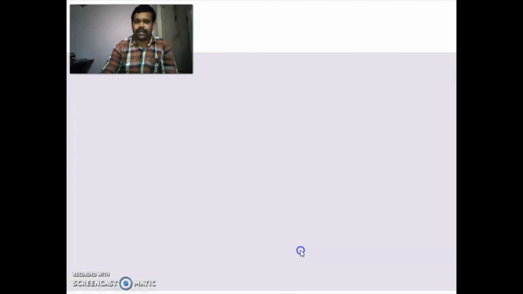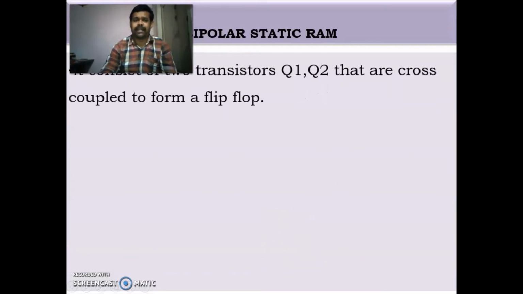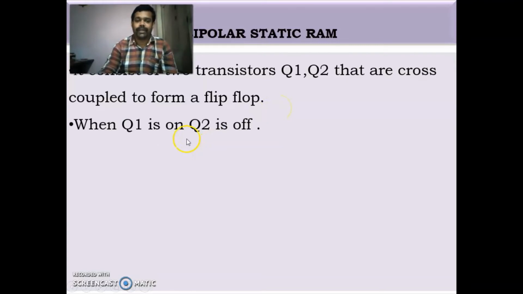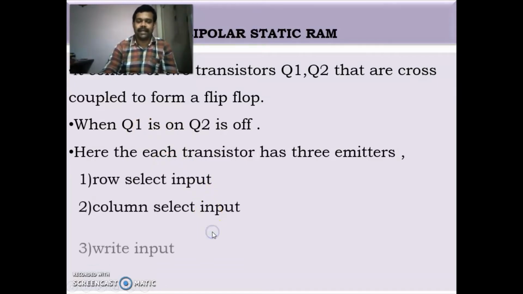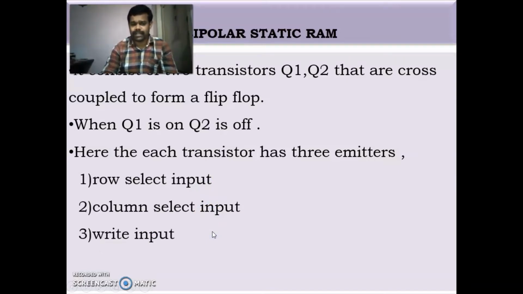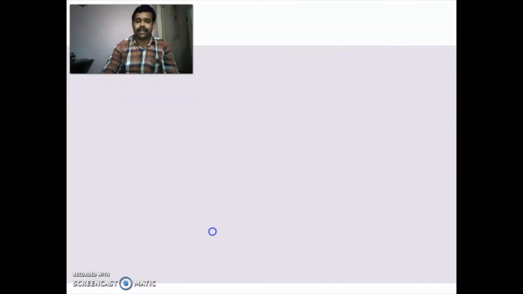Now we will see the working of this. It consists of two transistors Q1 and Q2 that are cross-coupled to form a flip-flop. When Q1 is on, Q2 is off due to this cross-coupling connection. Here each transistor has three emitters: a row select, a column select and a write input.